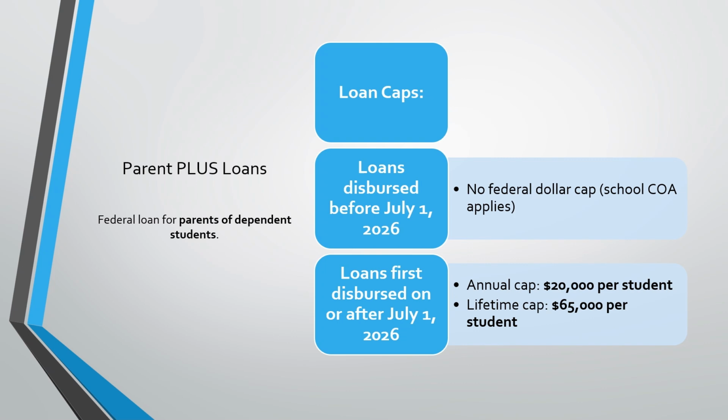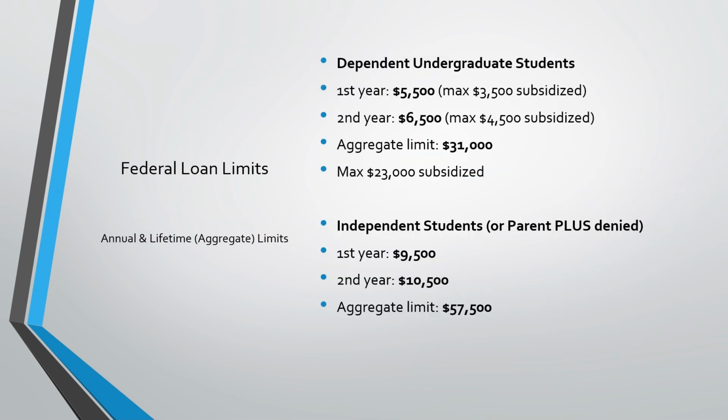Federal loans have annual and lifetime borrowing limits. Limits vary depending on whether you are a dependent or independent student. Annual limits control how much you can borrow each year. Aggregate limits cap the total amount you may borrow over your lifetime.